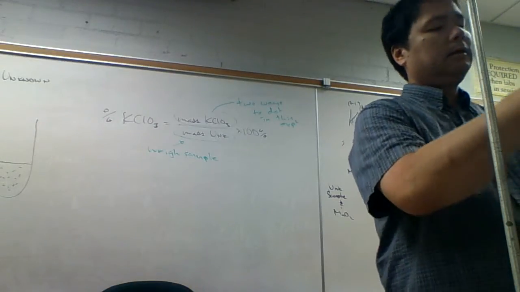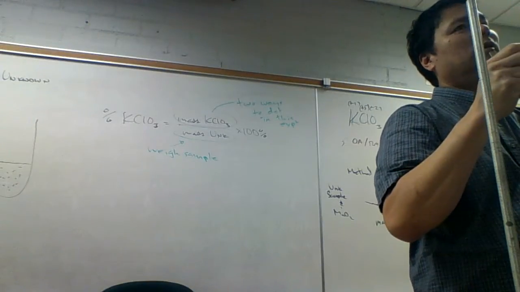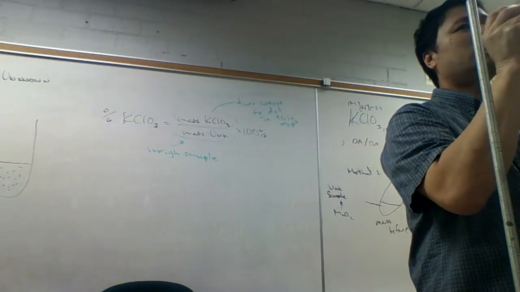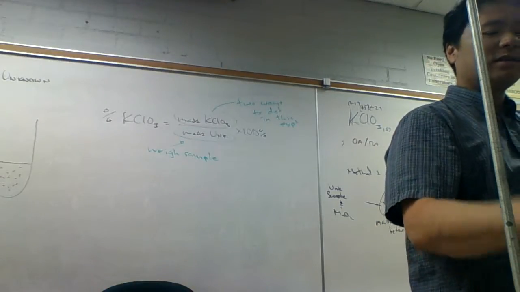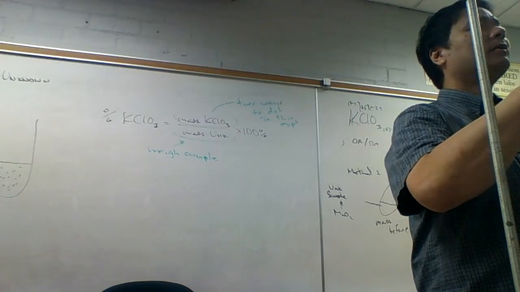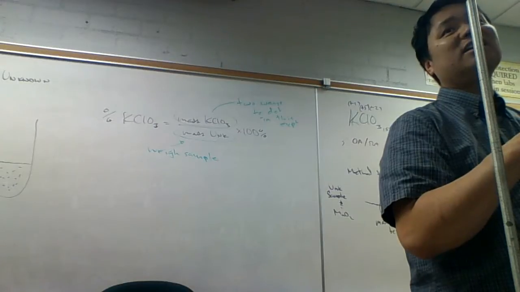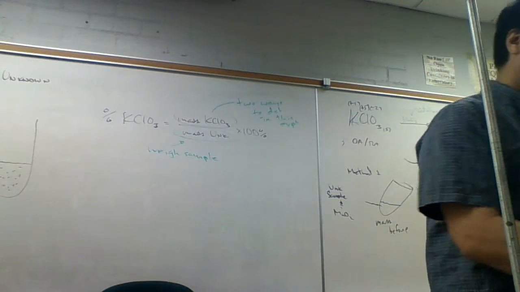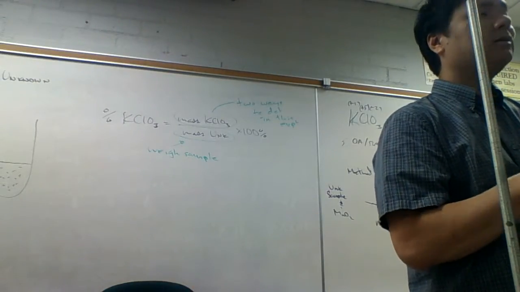You're going to work in pairs for this. The amount of unknown they give you is more than you need. Don't use the entire sample. If you use the entire sample, you're going to generate too much O2. The problem with generating too much O2 is our flask has a limited volume. And if you generate more than the flask can contain, then we don't know how much O2 we generated because it'll overflow. And so use the amount that they say to use.